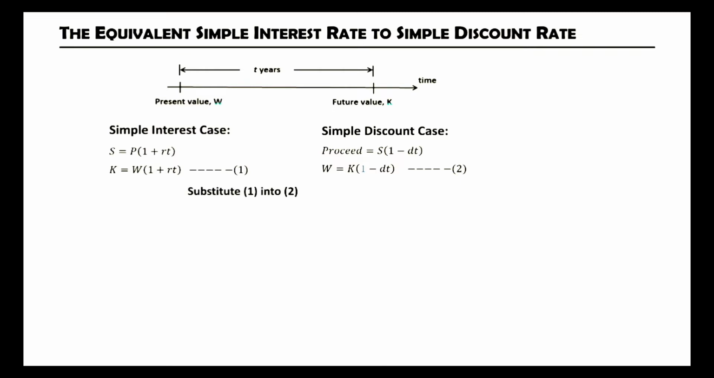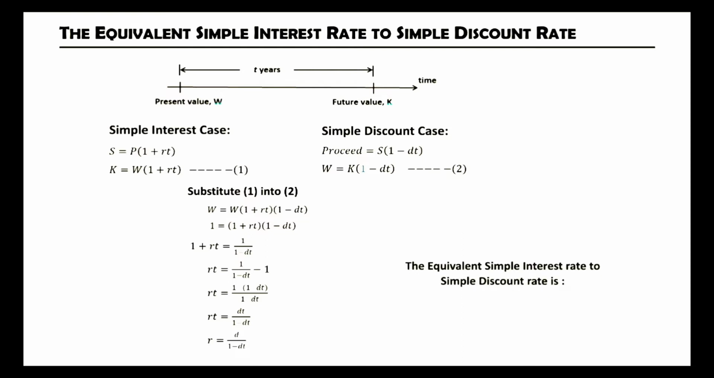Then substitute 1 into 2, we get this equation. Simplify, W over W is 1, so 1 = (1 + RT)(1 - dt). And then solve for R. 1 + RT equal to 1 over (1 - dt), and RT equal to 1 over (1 - dt) minus 1. Then simplify, we get R equal to dt over (1 - dt). This is the equivalent simple interest rate to simple discount rate, given as R equal to d over (1 - dt).